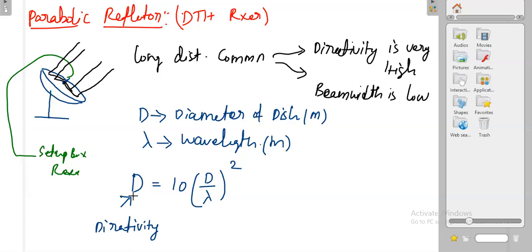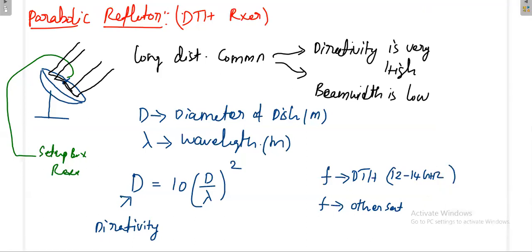Now I will give you some examples. Do you know the frequency of operation for DTH? And what is the frequency of operation for other satellite communication? Anybody? 4 to 6 gigahertz, sir. No, the frequency of DTH is 12 to 14 gigahertz. For other satellite communication we are using 4 to 6 gigahertz.